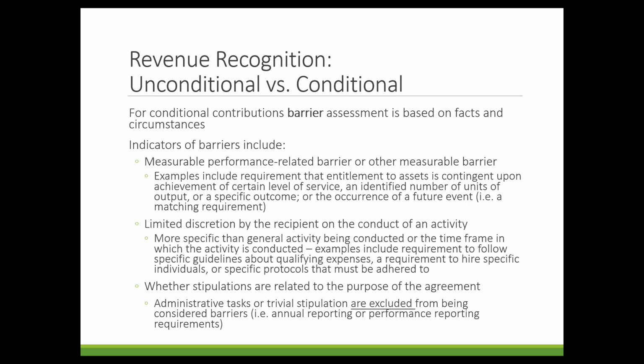Lastly, another indicator of a barrier would be whether a stipulation is related to the purpose of the agreement. It's important to note that this indicator generally excludes administrative tasks and trivial stipulations, such as annual reporting requirements or ongoing performance reporting.